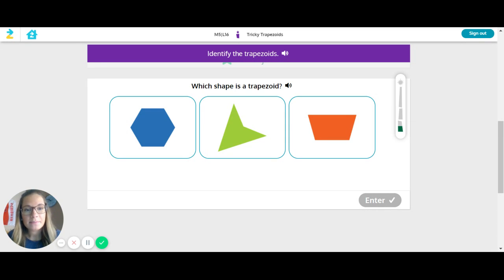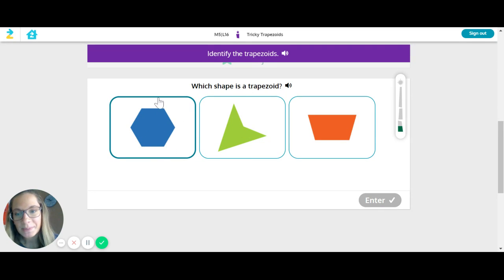And parallel sides means that there are two straight sides that will never cross over if their lines kept going. So if a side has a shape like this, well, if you kept those lines going, they would eventually cross. So that is not parallel. All right, let's look at our options.